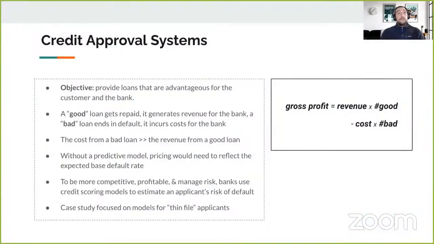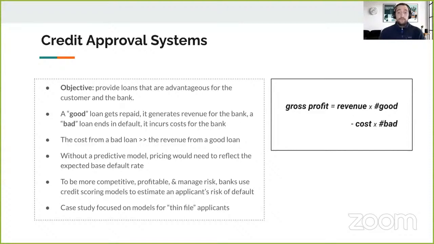The broad objective of a credit approval system is to provide loans in a way that is advantageous for both the customer and for the bank. A good loan is one that gets repaid. It generates revenue for the bank. A bad loan is one ending in default. It incurs costs for the bank. Typically, the cost for a bad loan is much, much higher than the revenue from a good loan. This needs to be considered when pricing the loan.